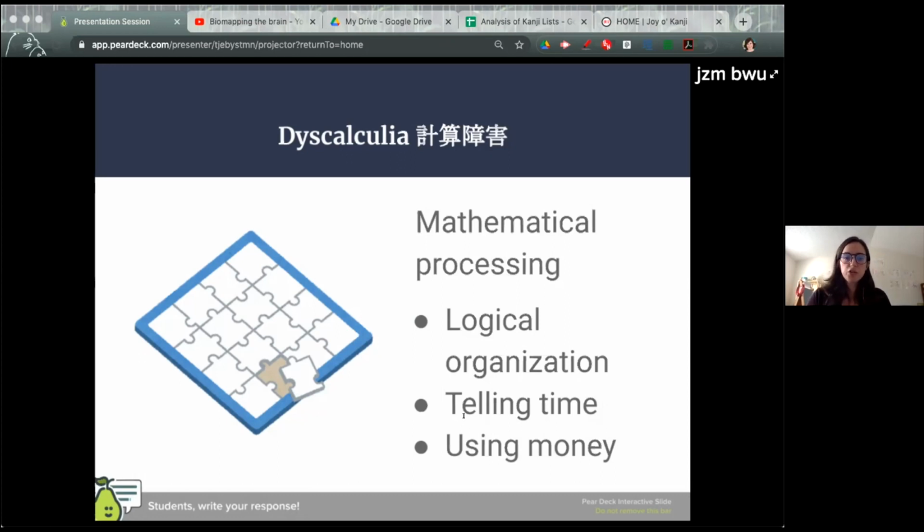So show visuals. If you are doing a task where somebody goes to the store and needs to buy something, use play money, use visuals that show the money. Anytime that you can.